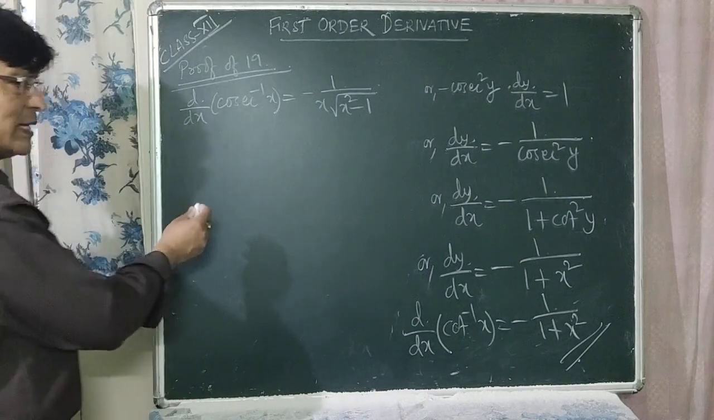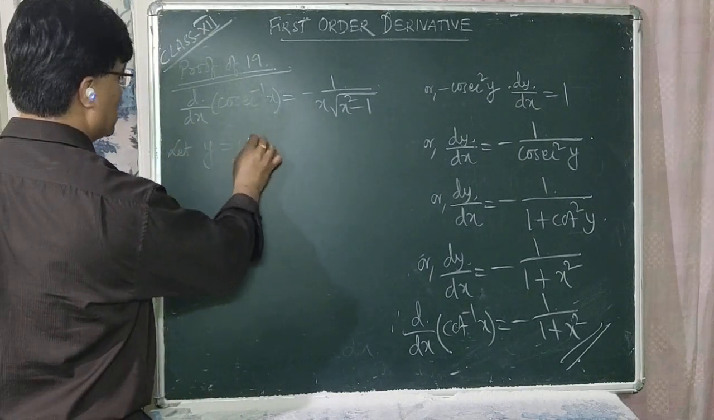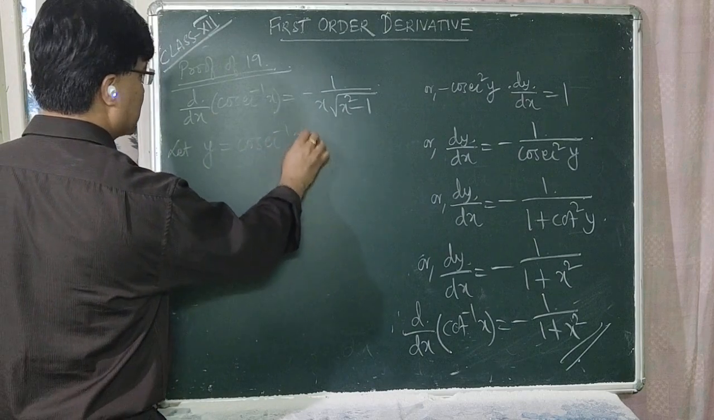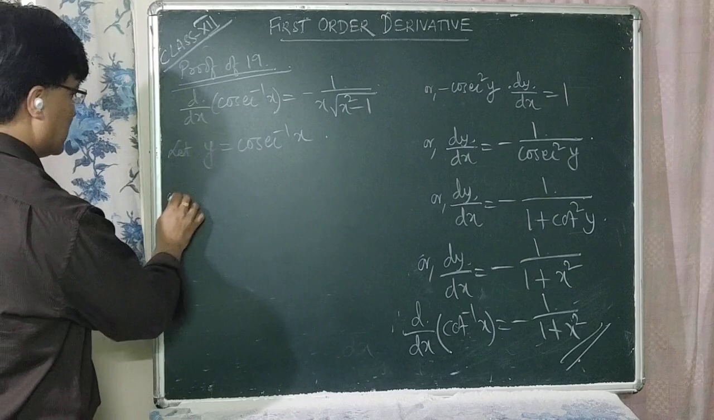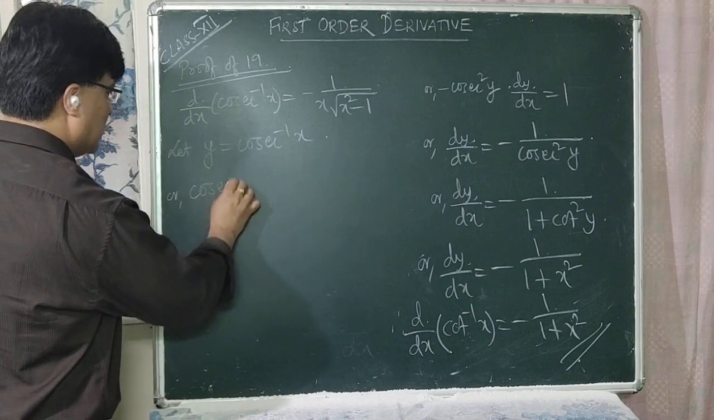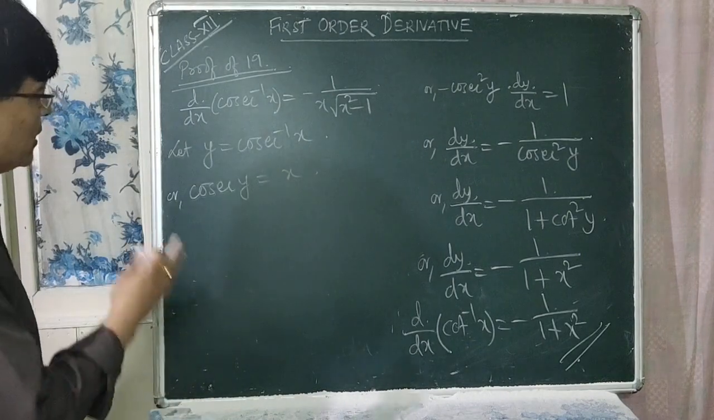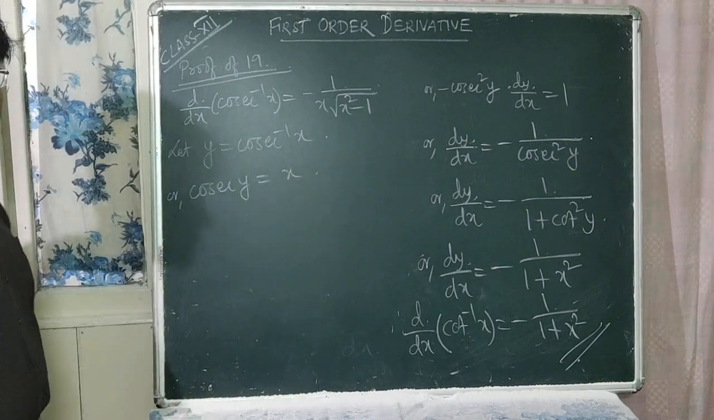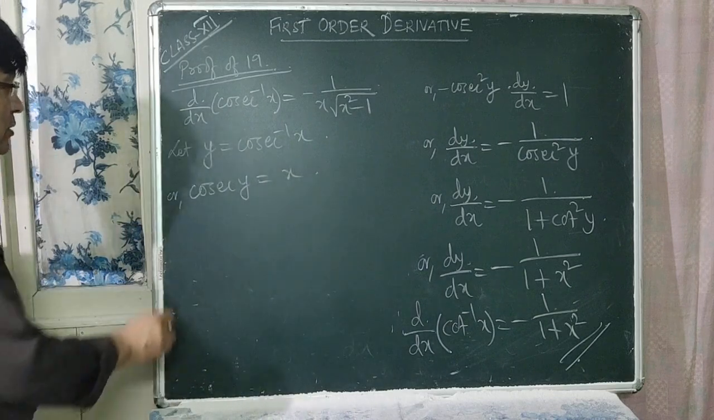So you can use the same method here also. Let y is equal to cosec inverse x. Now let us take this cosec inverse to the left hand side. So what do we get? It is cosec y is equal to x, right? When cosec inverse goes to the left hand side, it becomes cosec. So it is cosec y is equal to x, okay?